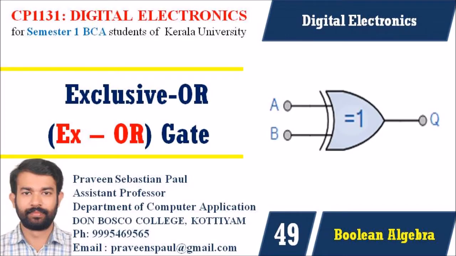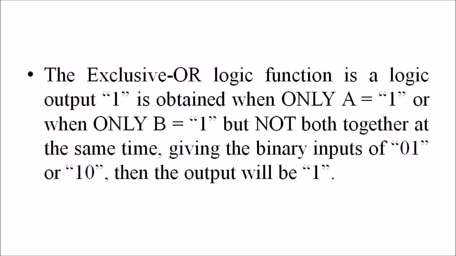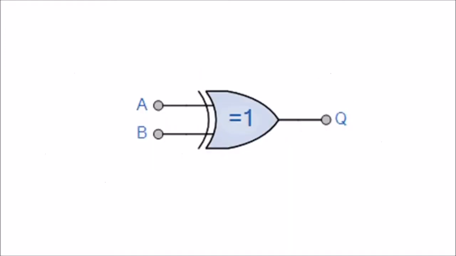In this lecture, we are discussing the exclusive OR gate, or simply the XOR gate. The exclusive OR logic function gives an output of 1 when only A is equal to 1 or when only B is equal to 1, but not both together at the same time. Given the binary inputs 0, 1 or 1, 0, the output will be 1. This type of gate is known as the exclusive OR function, or more commonly an XOR function for short.